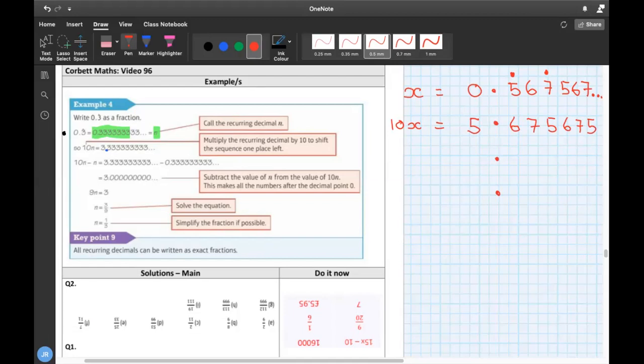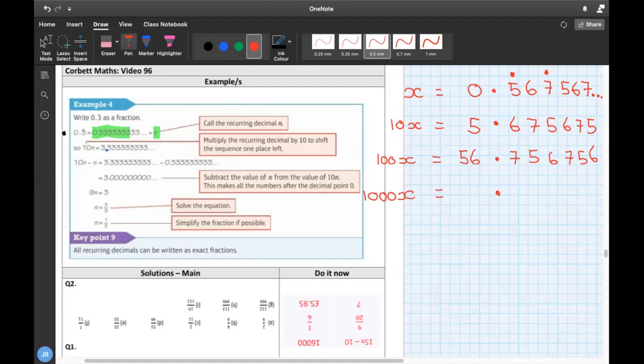And as you can see, they don't match up. So that hasn't helped us much there. Let's see what happens when we do 100x. So that's going to be 56.75675. So that hasn't worked either. Let's see what happens when we try 1000x.